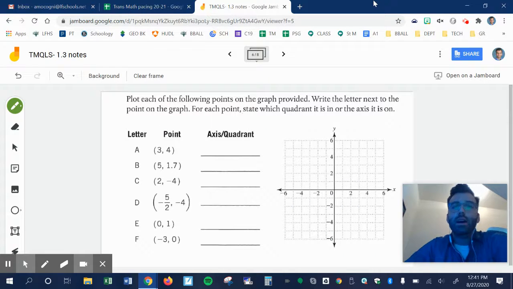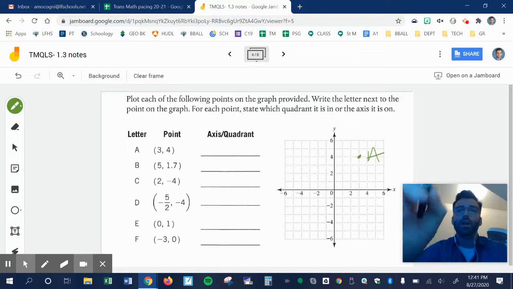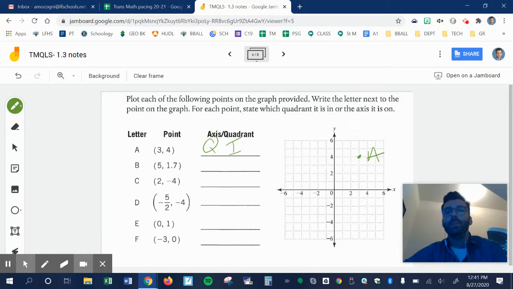For these next ones, it may be hard for you to plot this if you have just notebook paper. If you have notebook paper, don't worry about it. Just look at where it would be. Point A, where is A? 1, 2, 3, 4. A is right here. I can label that A. If you're using notebook paper and want to draw one yourself, that's fine. But then we want to recognize the quadrant. It's in quadrant 1.